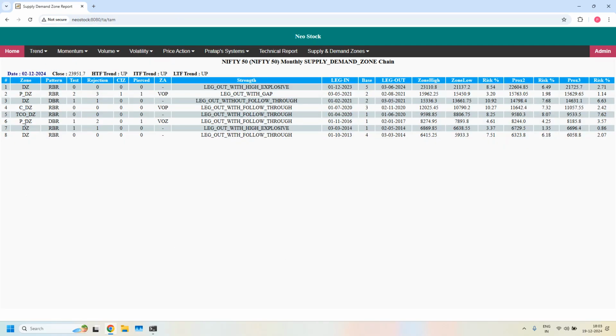Always look into the zone column to find the high liquidity zones. Look into the pierced columns to find the pierced zones, and always look into the LTF trend to find the trend of the current time frame you have selected. Also, please remember I am giving you only a few seconds when I am generating multiple reports. I request you pause the video, study the report and then proceed further. Apply these rules for all the reports.